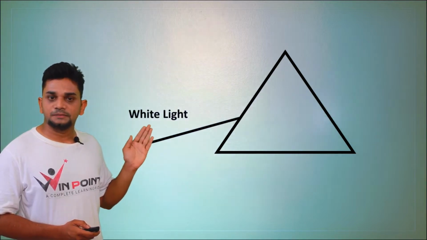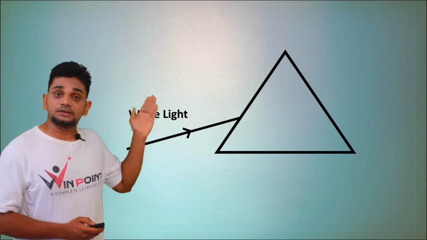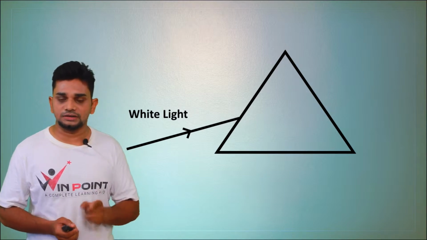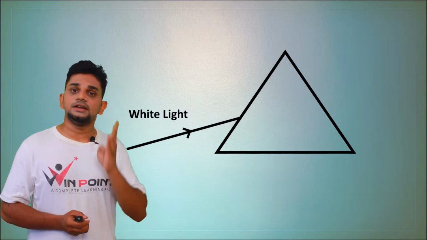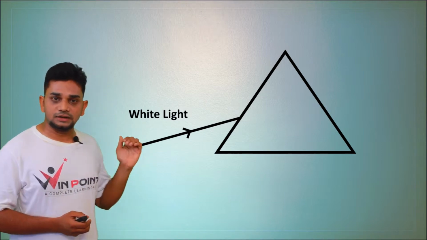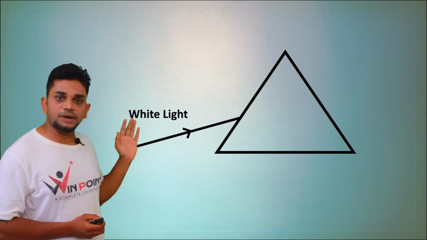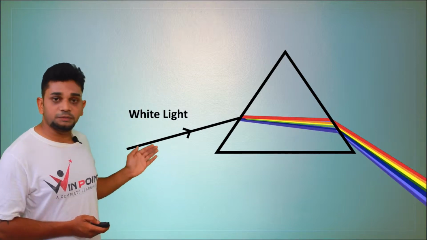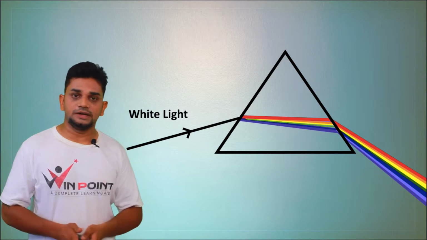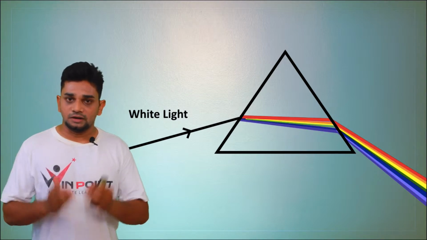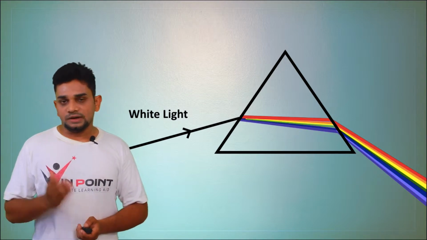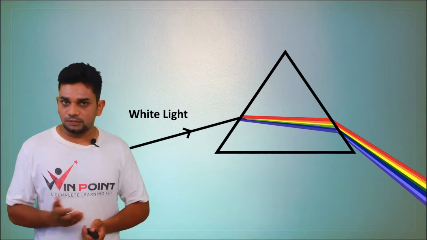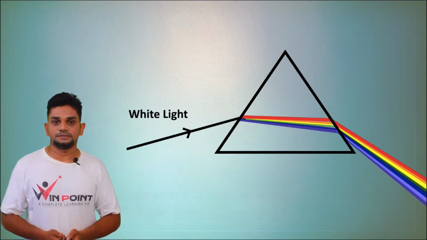it will split into 7 component colors. White light consists of 7 colors: violet, indigo, blue, green, yellow, orange, red. When light is passing through this prism, it will split into 7 component colors. This phenomenon is known as dispersion of light. So what do you mean by dispersion of light? Dispersion is the phenomenon where light passing through a prism splits into 7 colors.